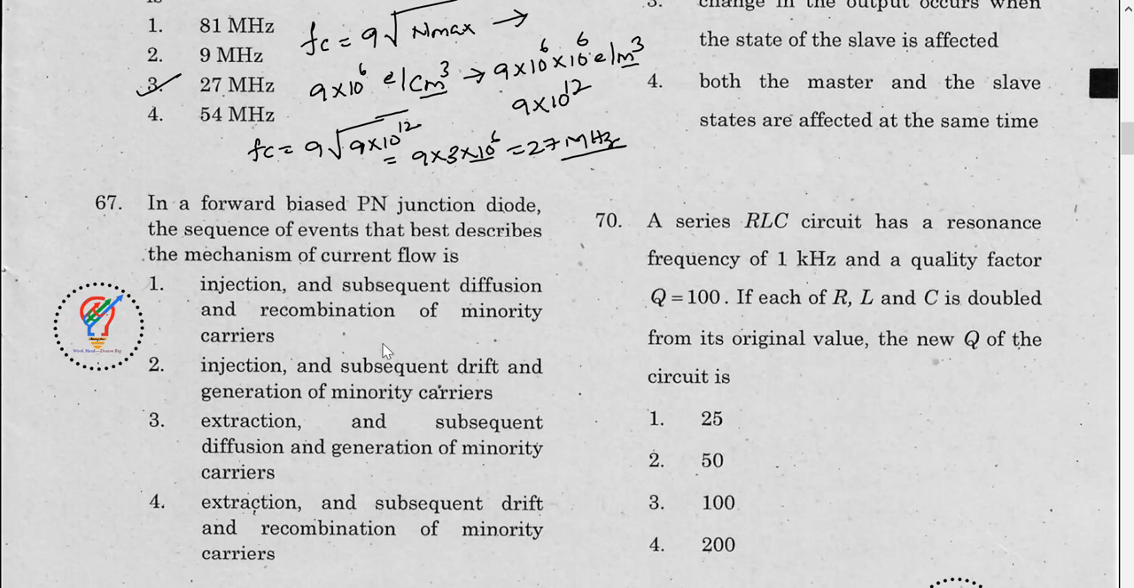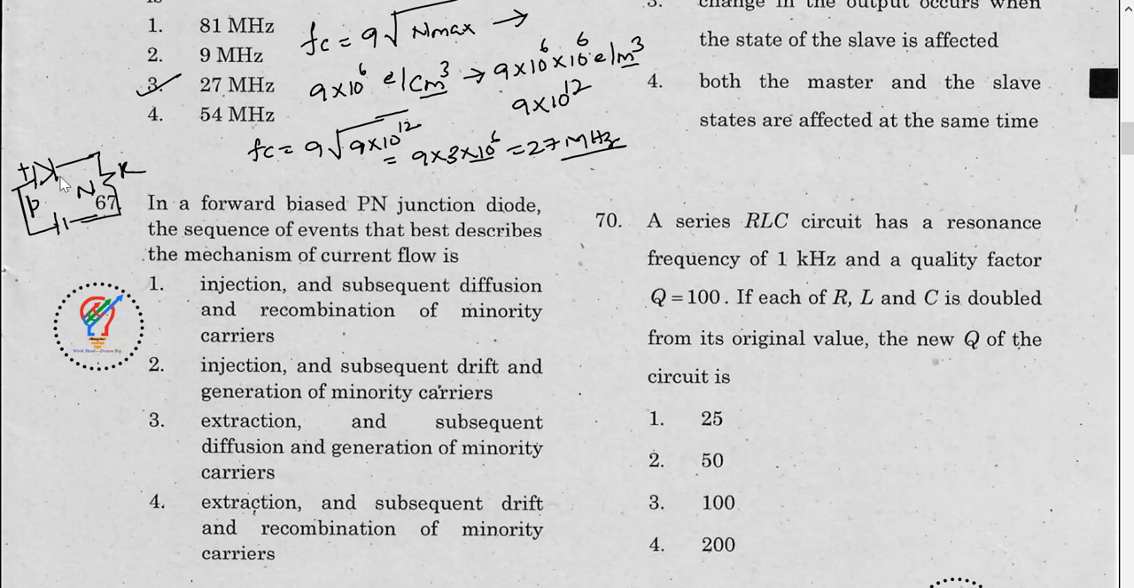There's a basic electronics question here. In a forward biased PN junction diode, which sequence of events best describes the mechanism of current flow? The basic thing is, when a forward biased PN junction diode is connected with a positive supply at the P terminal and the negative terminal at the N, with some resistance here, then first there will be injection of charge carriers, and after that diffusion will happen because of the applied potential.